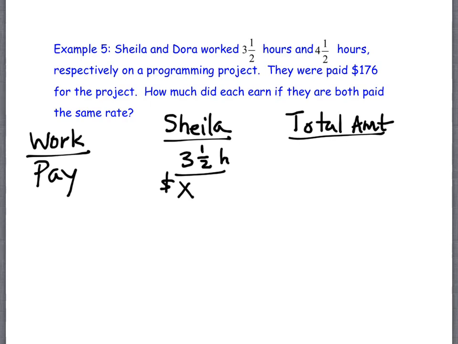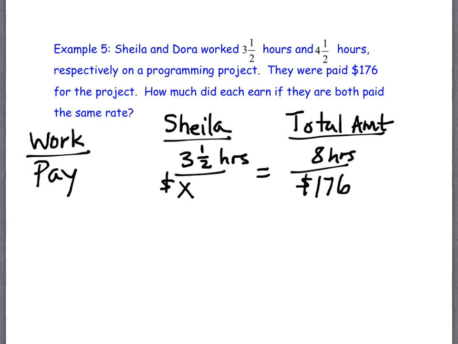Right? How much was the total amount of time worked? 8. What was the total pay? 176. Would this find how much Sheila worked or how much Sheila was paid? How much she was paid. How could I then find how much Dora was paid? Subtract it from the 176. So this is one option.